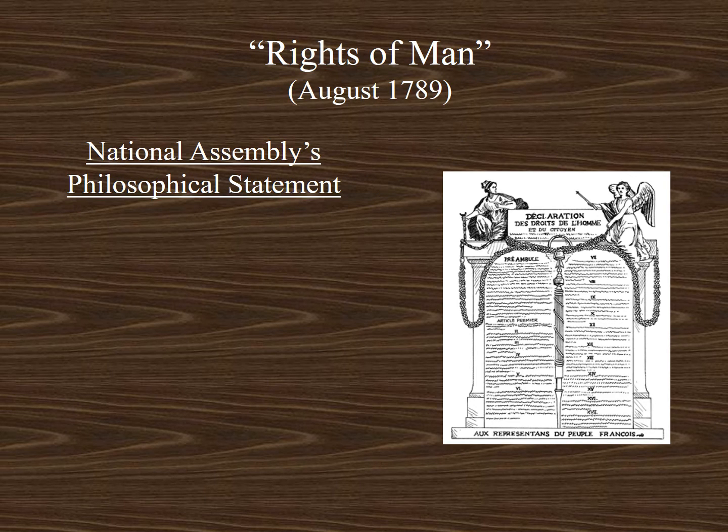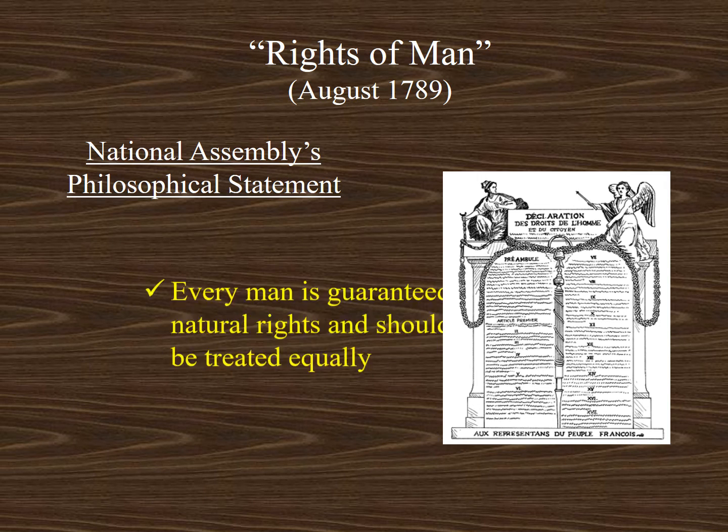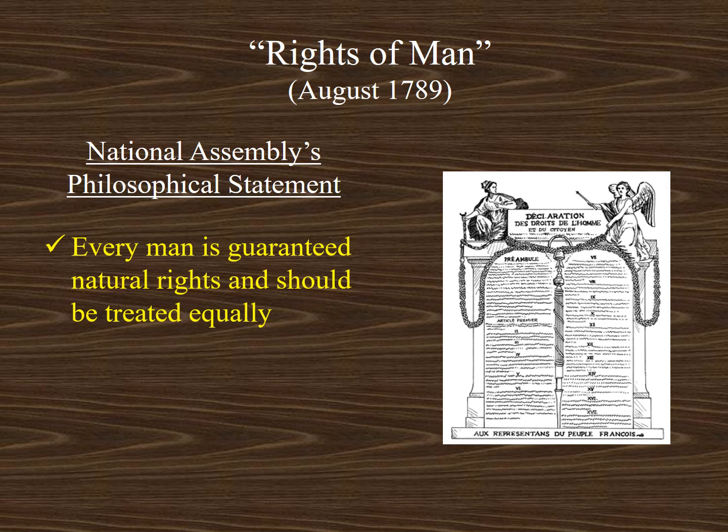One of the first steps that the National Assembly took was to create a document which would provide a philosophical statement as to what the foundation of this new order would be. This was called the Rights of Man. In a way, it's kind of like the Declaration of Independence or maybe the preamble to the United States Constitution. At its core, the idea included in the Rights of Man was that every man was guaranteed natural rights and should be treated equally. Notice they said every man, not every man and woman.